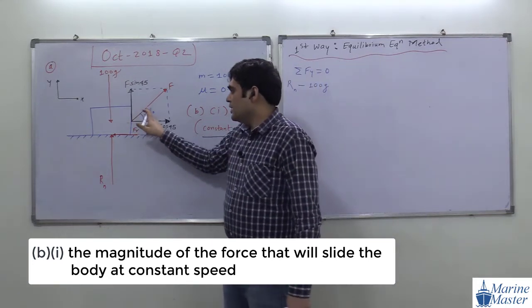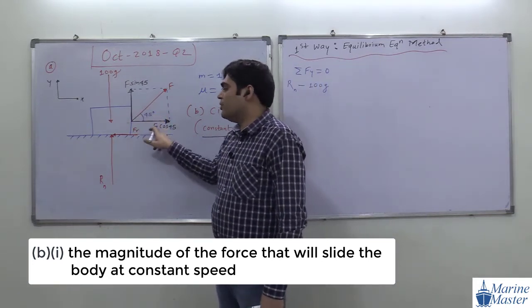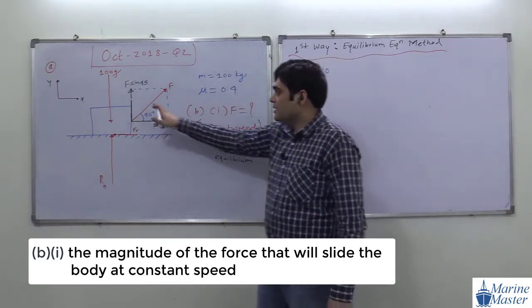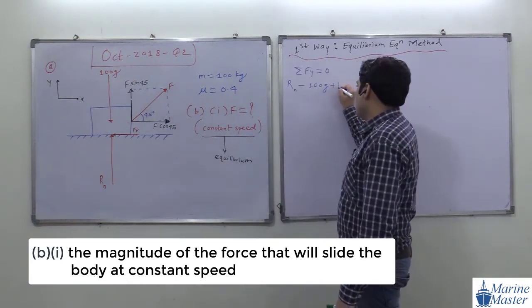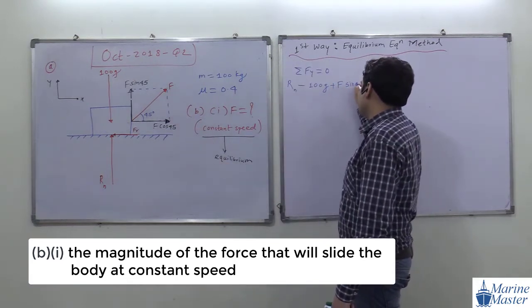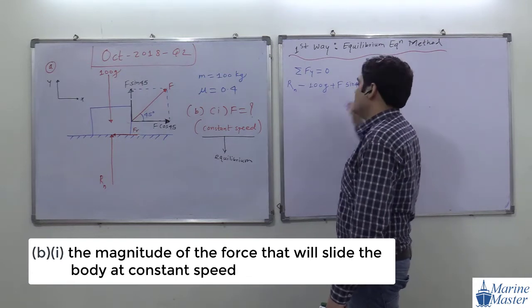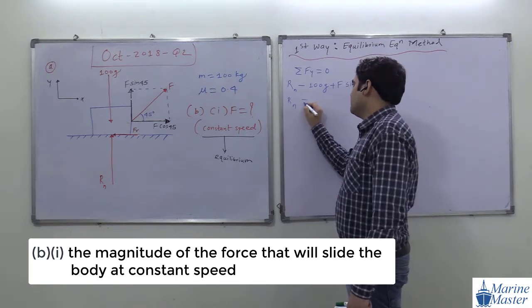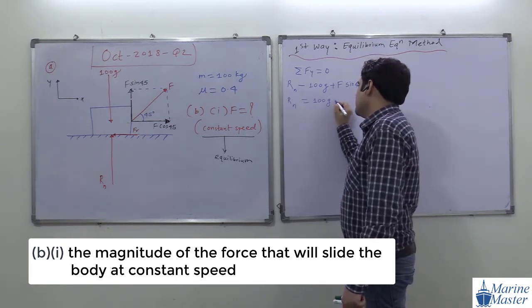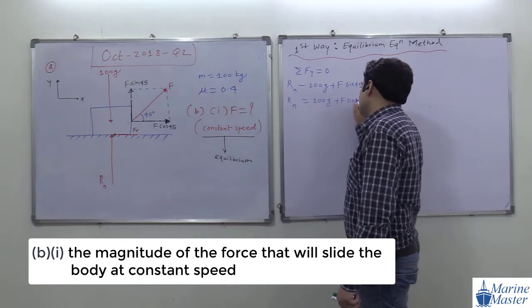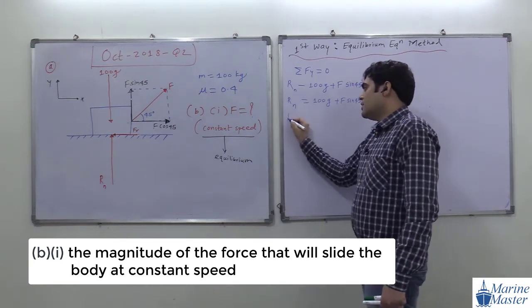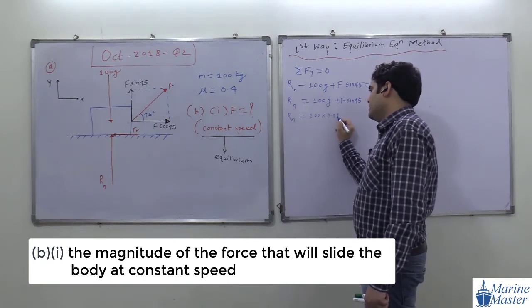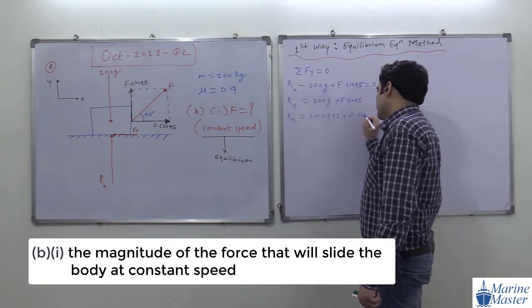Then this F is replaced by its two components. So what will it become? F sin 45, plus F sin 45, and that will be equal to 0. Try to see the scenario. So Rn will become 100G plus F sin 45. Try to see the point here. Okay. So Rn equals 100 multiplied by 9.81 plus F sin 45.